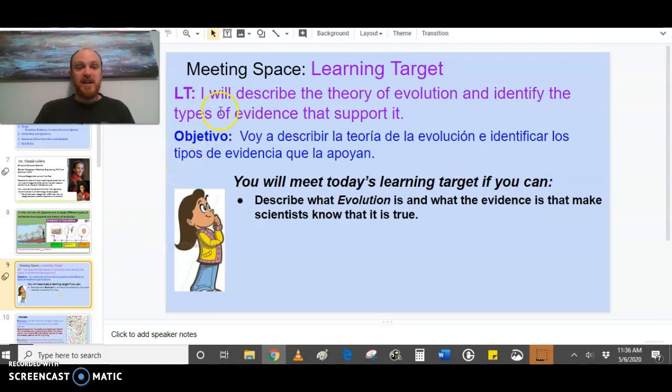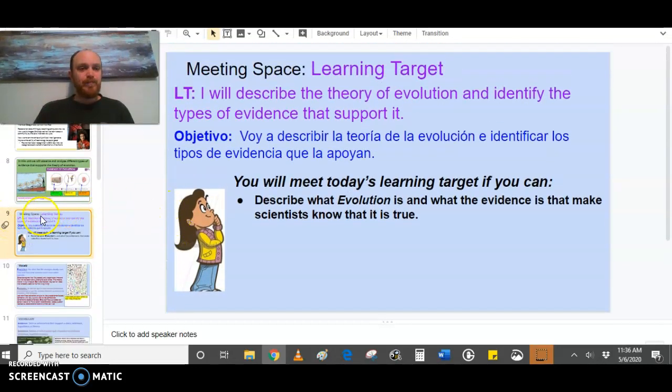So our learning target today is being able to describe the theory of evolution and identify the types of evidence that support it. I want you to be able to say, hey, you know what evolution is, and be able to define it, and then know what evidence makes scientists know that it's true.